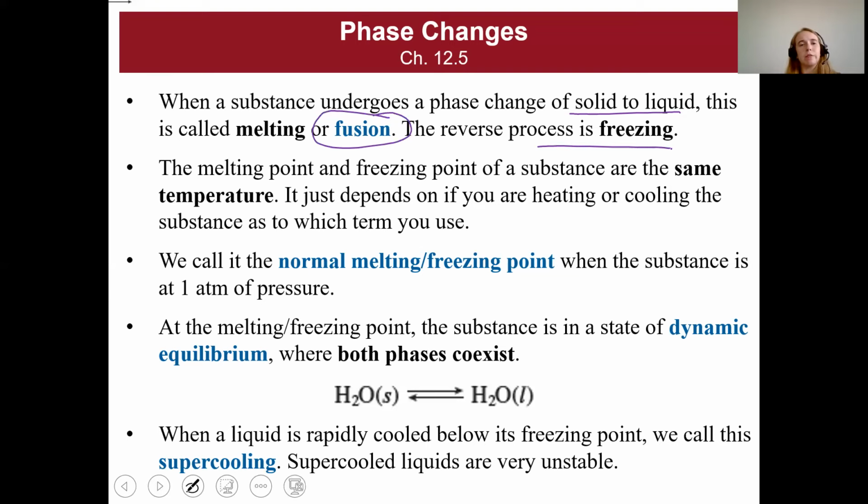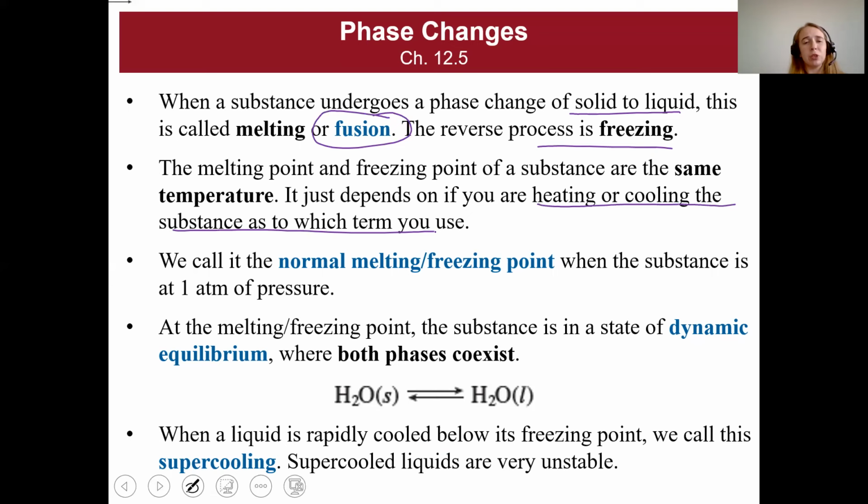The melting point and the freezing point, as you probably know, are the same temperature. So the melting point of water is 0 degrees Celsius or 32 degrees Fahrenheit. That's when the snow will start to melt. That is our melting point, but it's also the freezing point. So if you cool it down to that temperature, your liquid will turn into a solid. So it just depends on if you're heating or cooling your substance as to which term you use, whether you're melting or freezing.